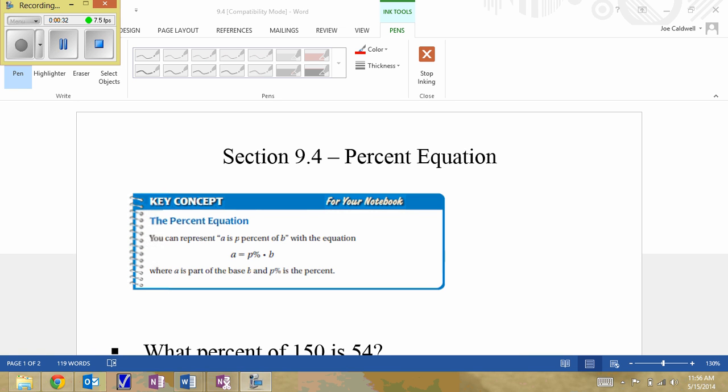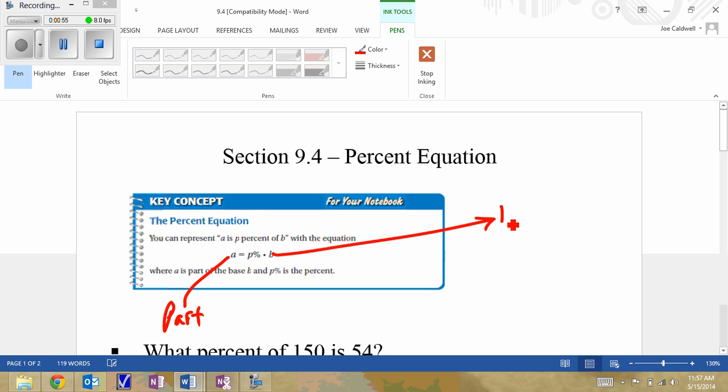And the percent equation is if you multiply the percentage, which is that p-value there, times the whole, which is b, it'll give you the part. Okay, so let's go ahead and label those things. In this case, a is still the part, b is still the base or the whole. Sloppy there, sorry. And p is the biggest difference here.